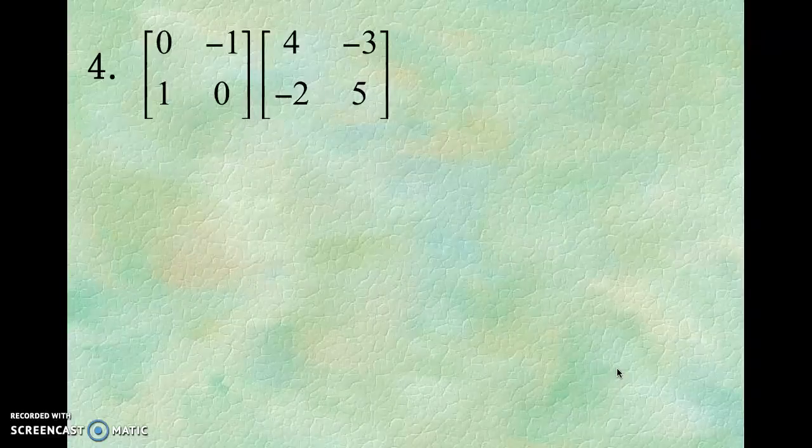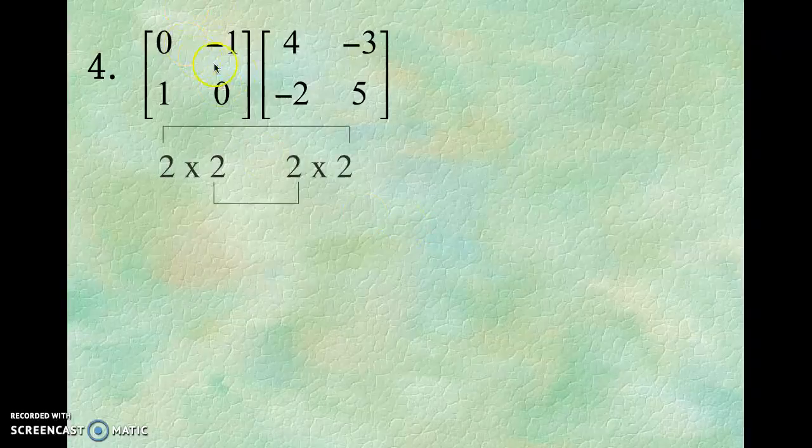Alright, let's do this example. So we have 0, -1, 1, 0, and we're multiplying that by 4, -3, -2, 5. So it is a 2 by 2 and a 2 by 2, so these two dimensions do match. So when we find the solution, it will be a 2 by 2 matrix.